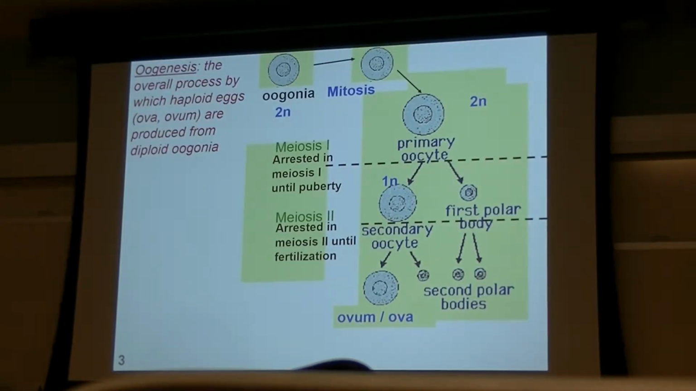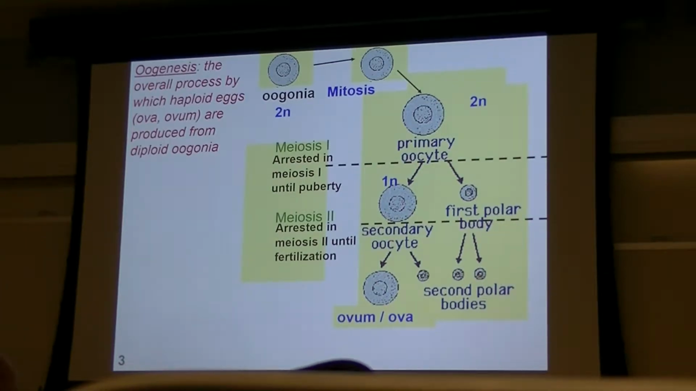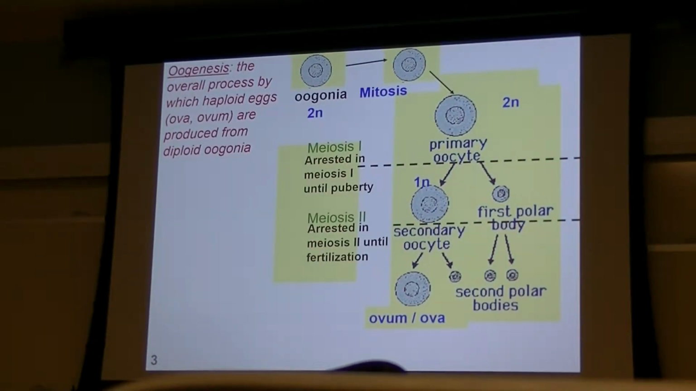So oogenesis is our term for the overall process of making female gametes. And once again, we're going to start with the diploid stem cell. It's going to go through several rounds of mitoses. It will make a primary oocyte that's poised to head into meiosis. And in females, humans, this is a point where in the embryo itself, we've already set aside the primordial germ cells, and they're going through these rounds of mitoses. So they do get to the point of making all of those primary oocytes, and then they stop.